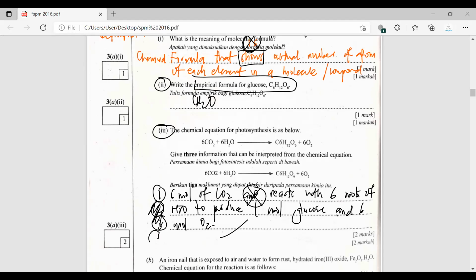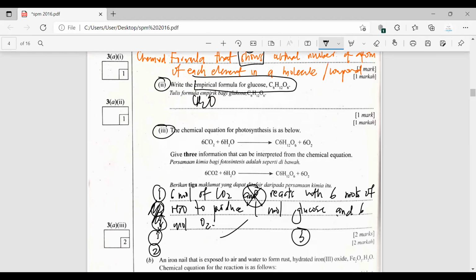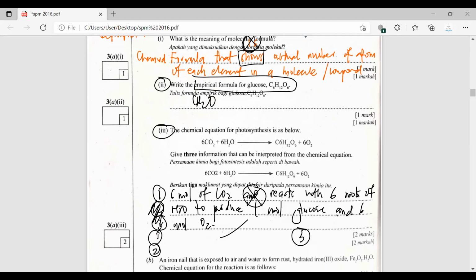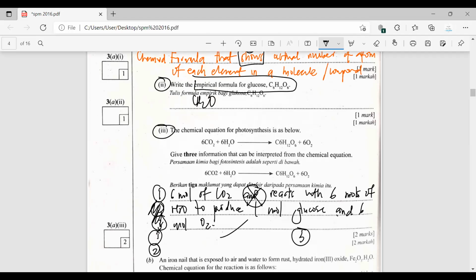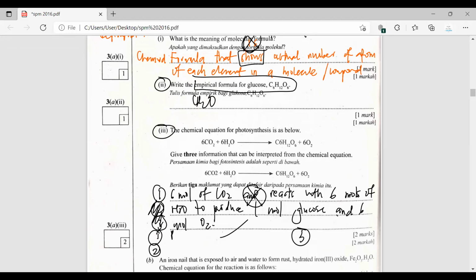How are the other ways I can get the marks? Who would like to tell me? Hurin? Would you know, Hurin? What are the other ways to get your 3 marks here? I don't know. Okay, very simple. All of you do together with teacher. In the exam, let's say they give you this question, what are you going to do?